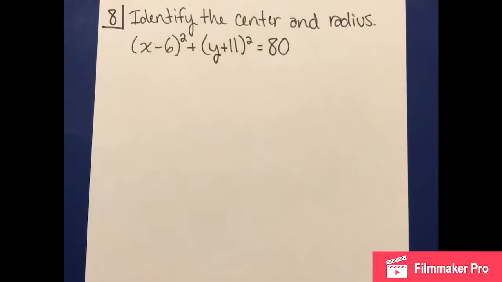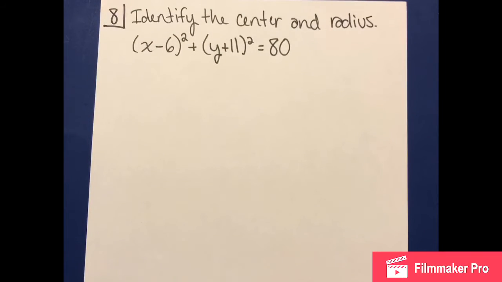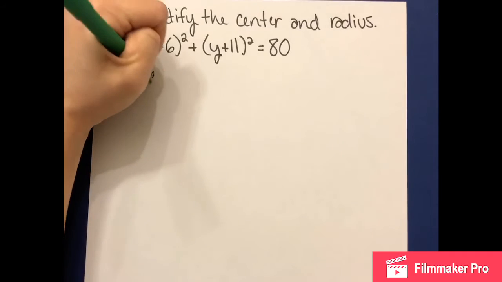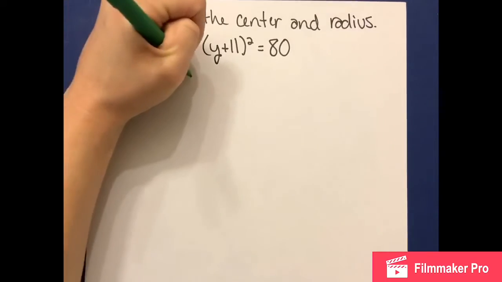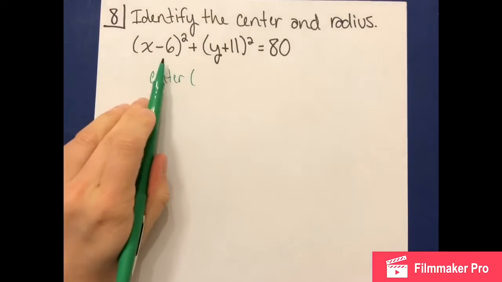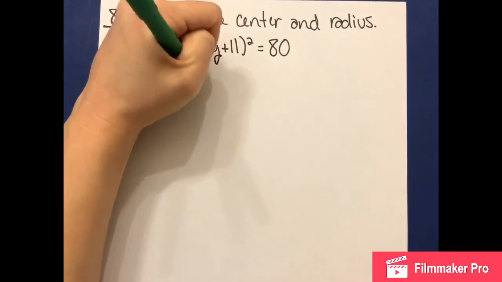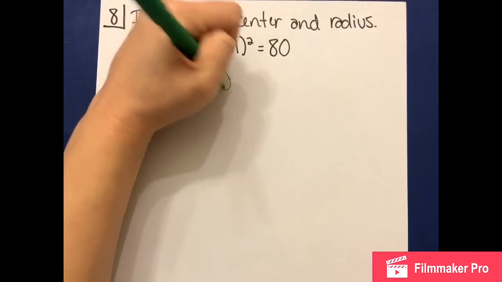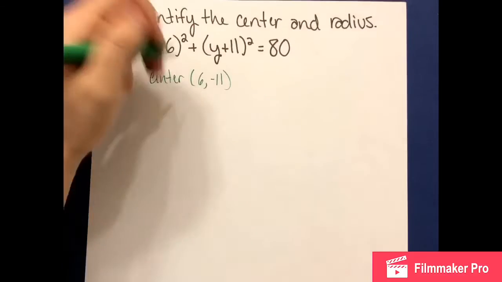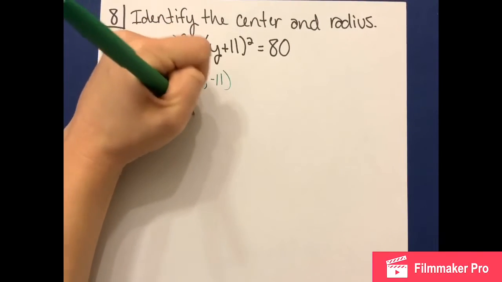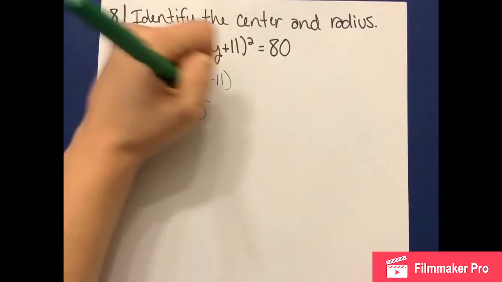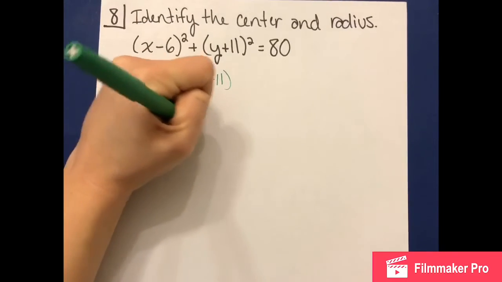I'm going to skip to number 8. So find number 8. It says identify the center and radius. I have this. I'm going to find my center first. So center is the opposites of your h and your k inside. So opposite of -6 is a +6. Opposite of positive 11 is a -11. That's my center. This 80 represents r squared. So I want to find my radius, so I'm going to square root. I get radius is equal to the square root of 80.